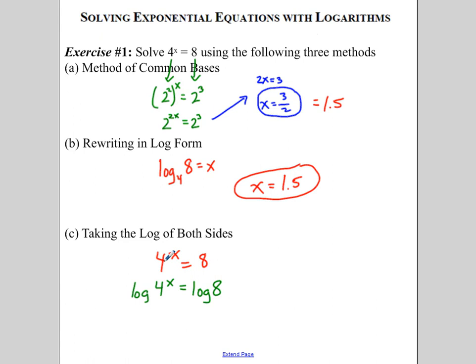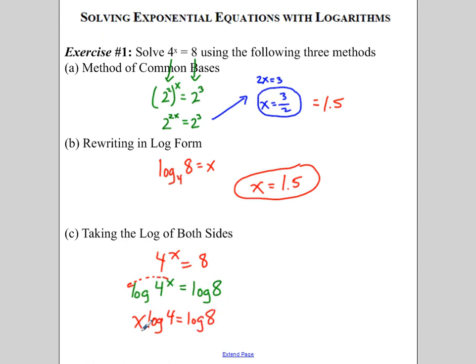Log is a function that you can apply to both sides of an equation. You might say, well, what good was that? How did that help at all? Well, check this out. You know a property that lets you take that x, bring it down in front, right? So I bring it down in front. X times the log of 4, just brought that x down in front, equals the log of 8.